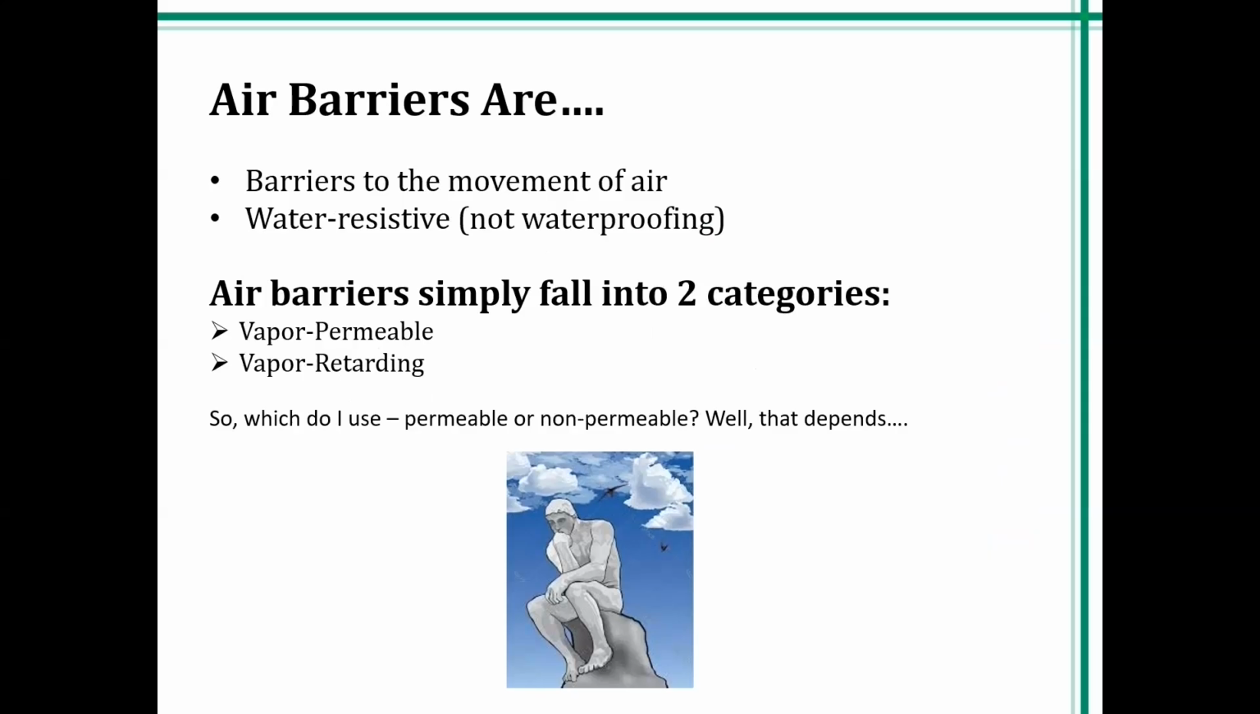So they're basically broken into 2 categories. Air barriers are barriers to the movement of air, but they're either vapor permeable or they're vapor retarding. And again, these are the correct words that we want to use to describe air barriers. So air barriers being the general category, when we're specifying them, we want to specify them as vapor permeable or vapor retarding. I'm going to say one quick thing to this.